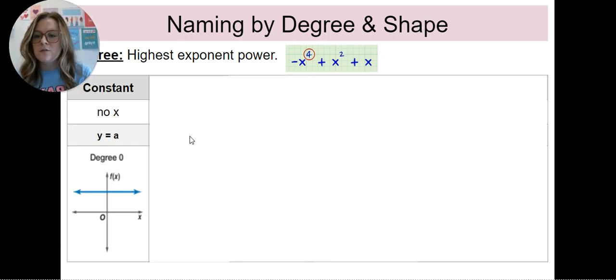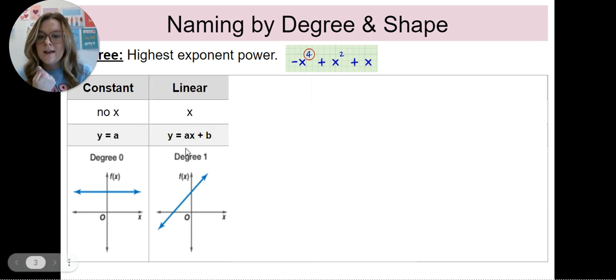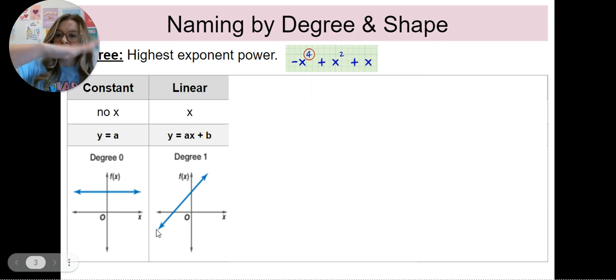So here we go. The first one we're going to talk about is a constant. When your equation has no x's, it's going to be called constant, and the graph is going to look like a flat line. Next is if we only have x's with no exponent other than 1, it is linear, and it's going to be a graph with some type of slope. So it's going to be straight, but it's going to be kind of tilted, unlike this guy here.